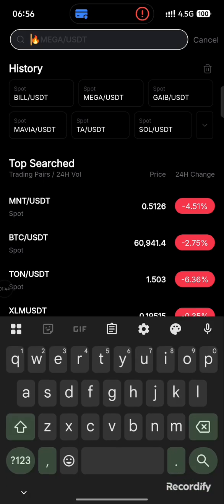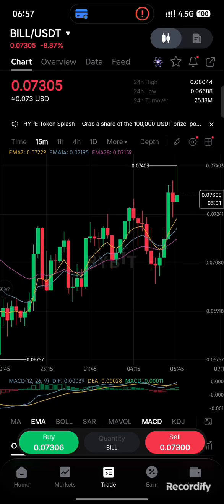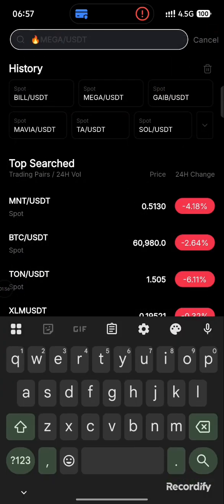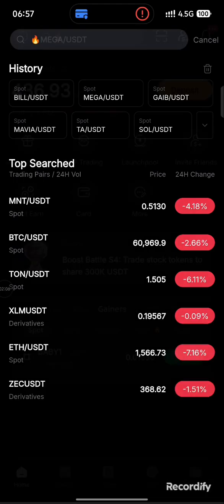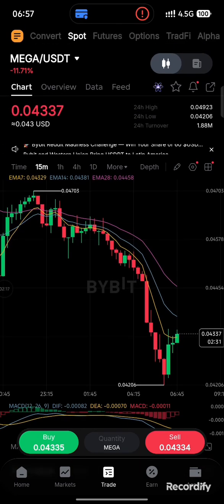Maybe we should trade Bill against USDT, or we should trade Mega, because I can see these two are running adverts. Okay, we should trade Mega. The only reason we're trading Mega is because Mega still has a low price and might also take a rational move in its own time.